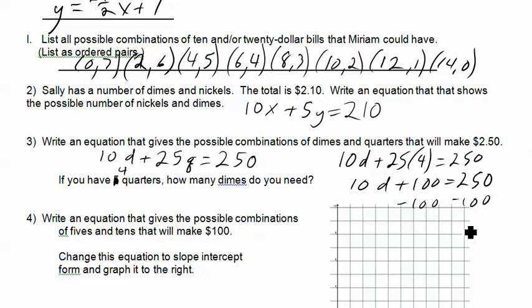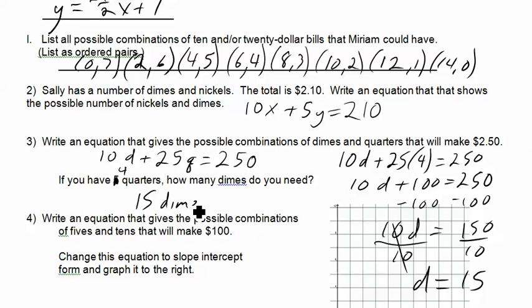If you get stuck, it's okay. Use calculator. 150 equals 10D, divide both sides by 10, then you would need 15 dimes if you had 4 quarters. Alright? So I'm going to pause this and erase.